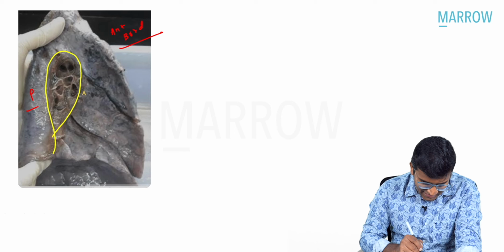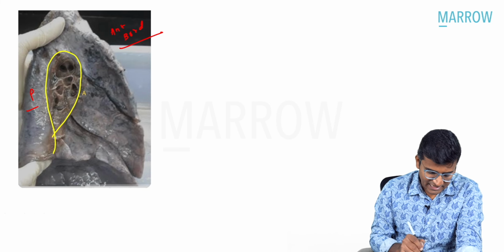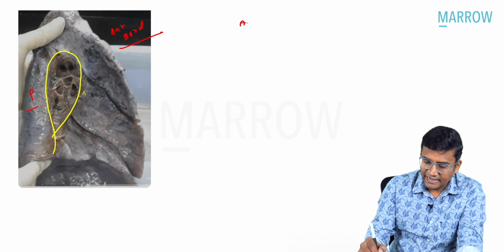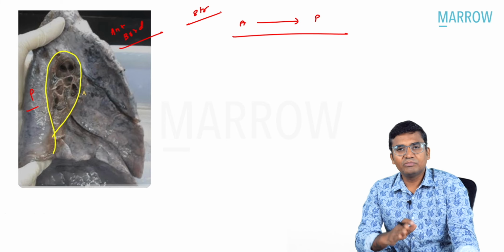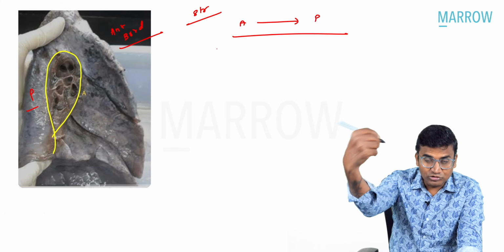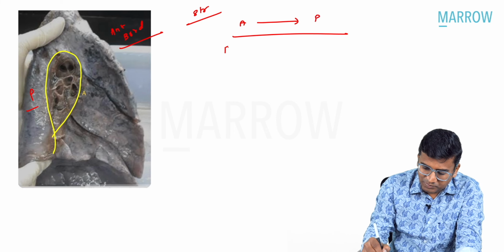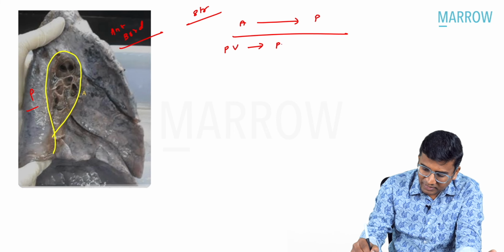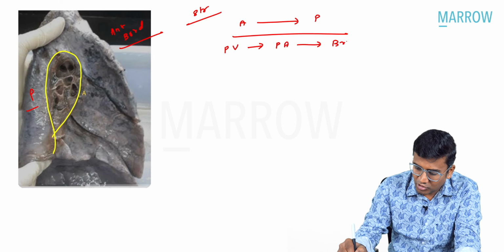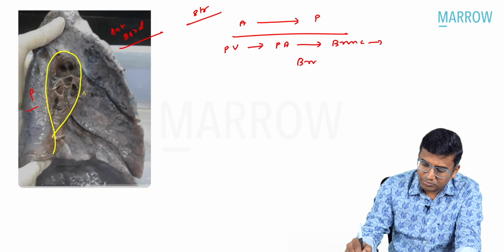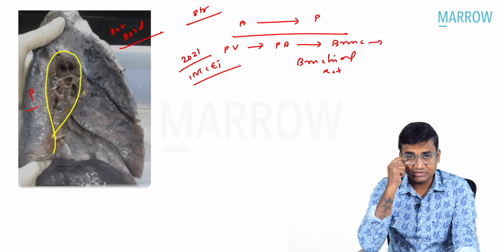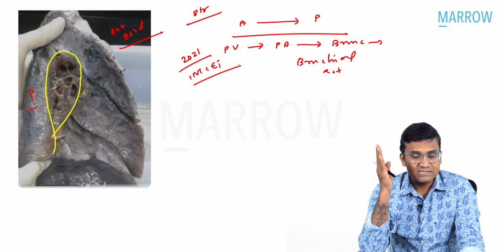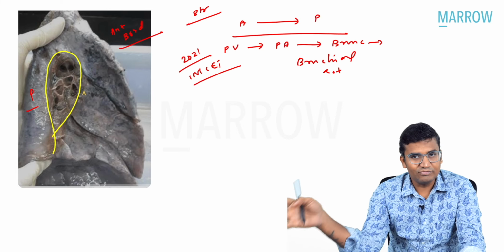Yes. Now in the hilum, the structures are arranged from anterior to posterior. The anteriormost structure in the hilum of lung is pulmonary vein, followed by pulmonary artery, followed by bronchus, and finally bronchial artery. And this question was given in the 2021 INI-CET exam: arrange the structures sequentially from anterior to posterior in the hilum of lung. This arrangement is the same in right lung and left lung.